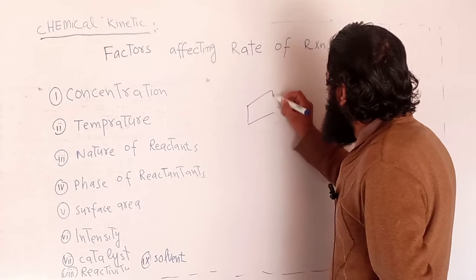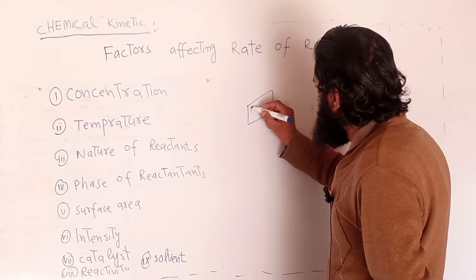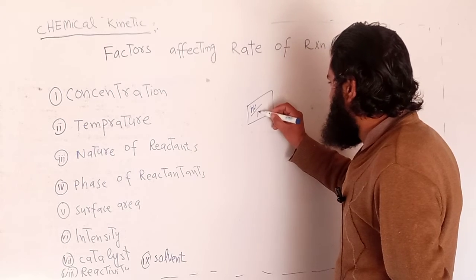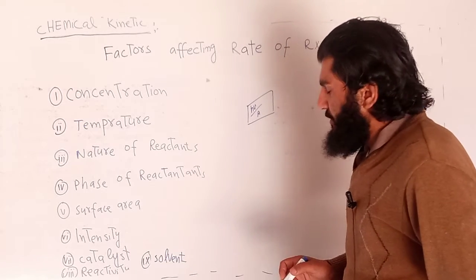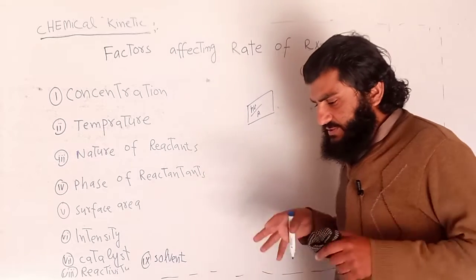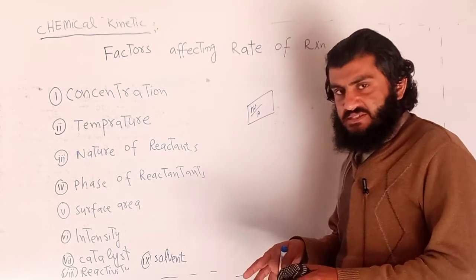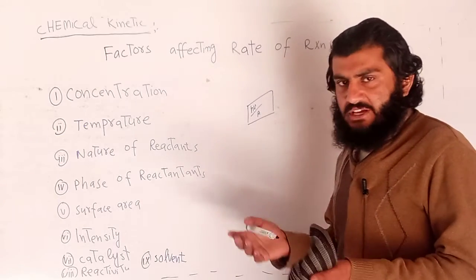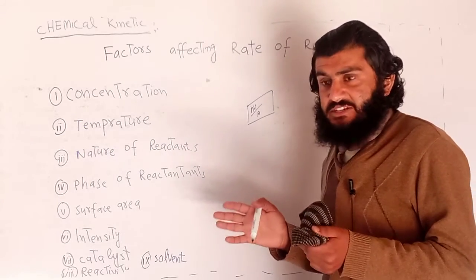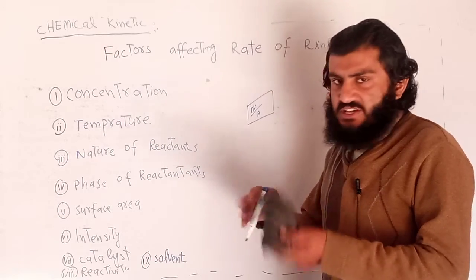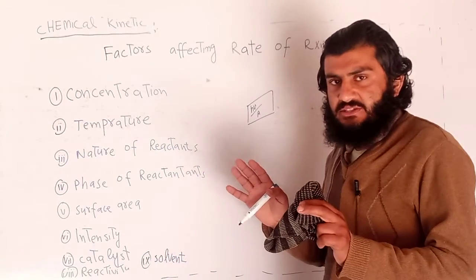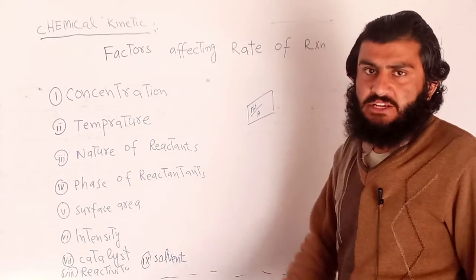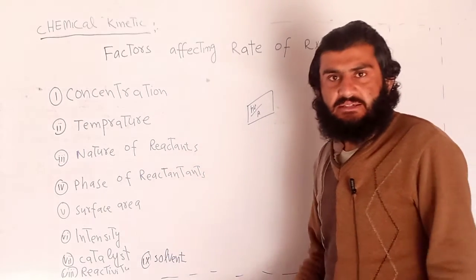Intensity means an increase in photon numbers per unit area. If the number of photons increases, the rate of reaction increases, because more radicals will be formed. There are some types of reactions which depend only upon the intensity of light, and do not depend upon the concentration of the reactants.